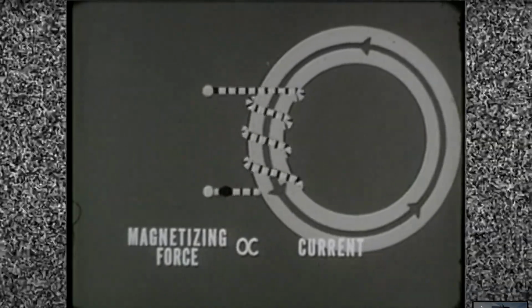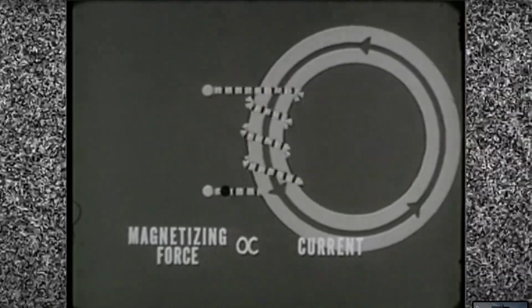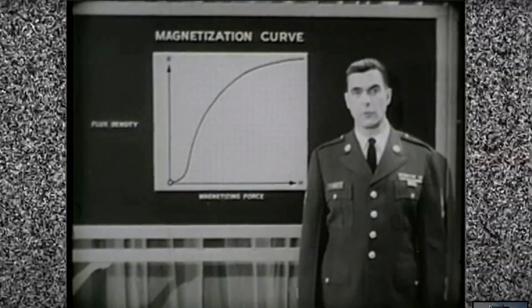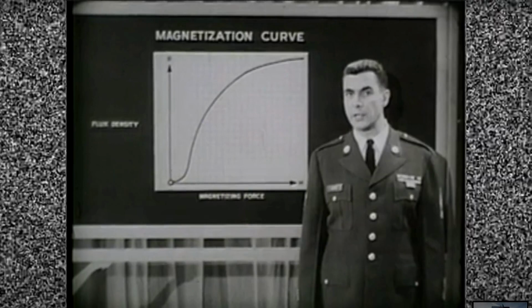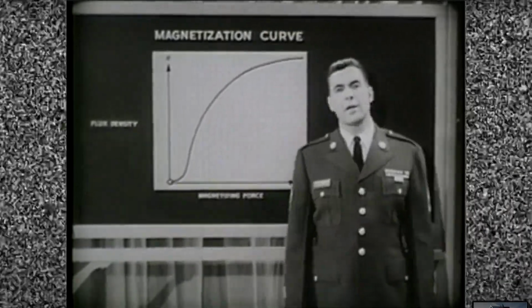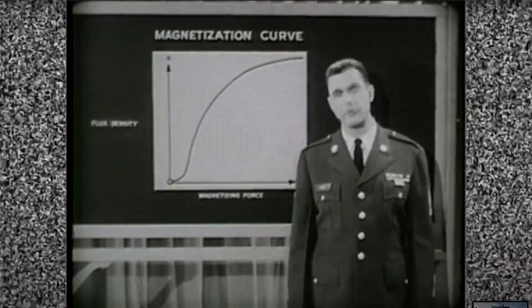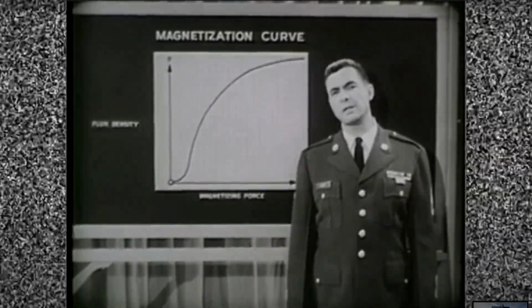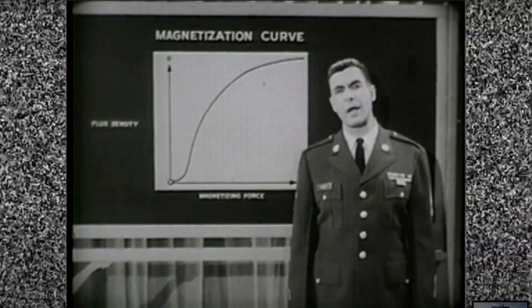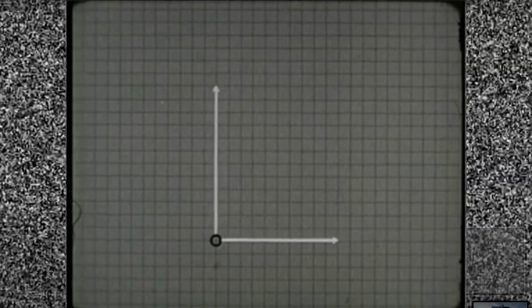Suppose we increase the amount of current. Will the total magnetism of the core also increase? It will, but not proportionately, as we'll see on this graph. We're going to take a minute and trace the magnetization curve of a core, because in this way we can point out some of the characteristics that make cores so useful.